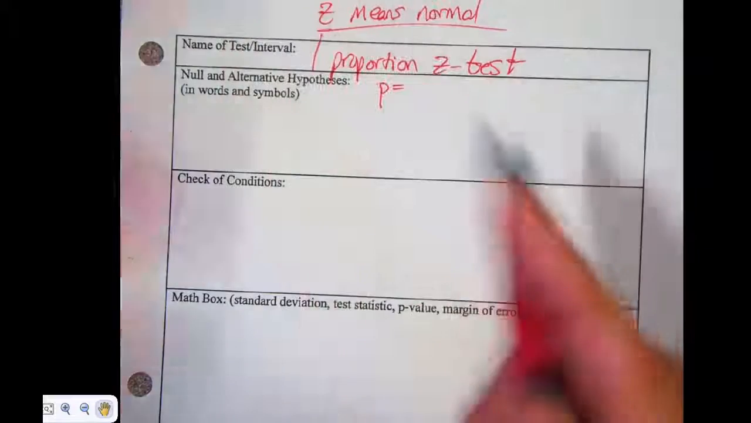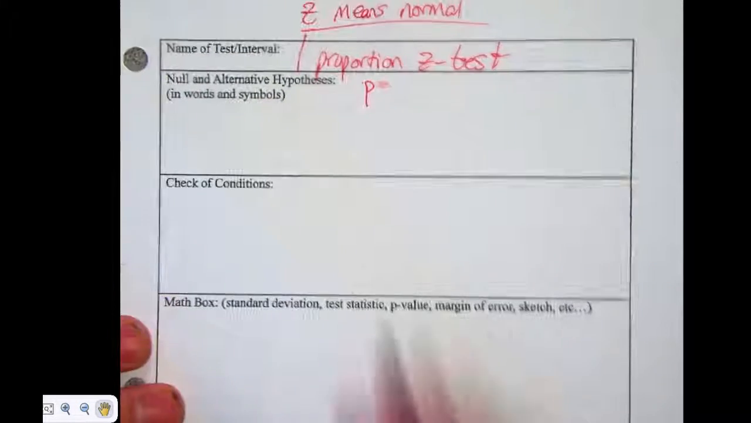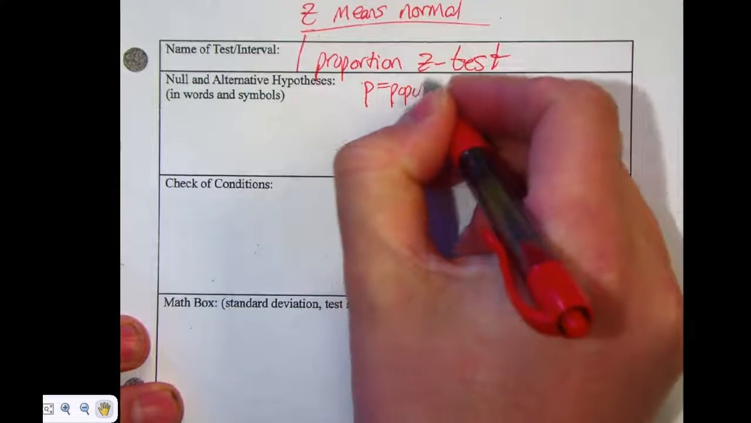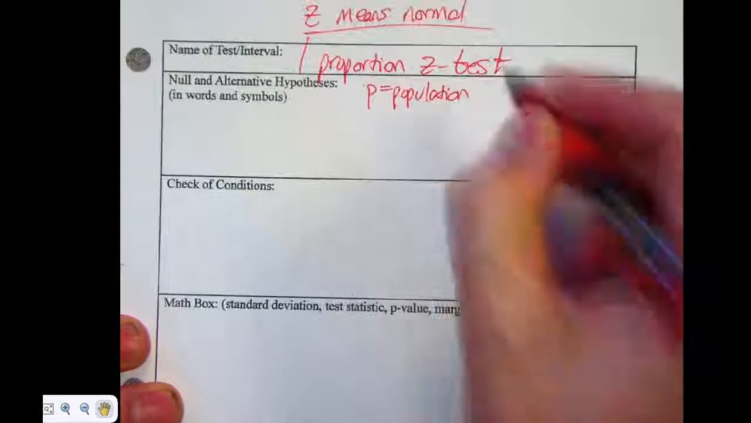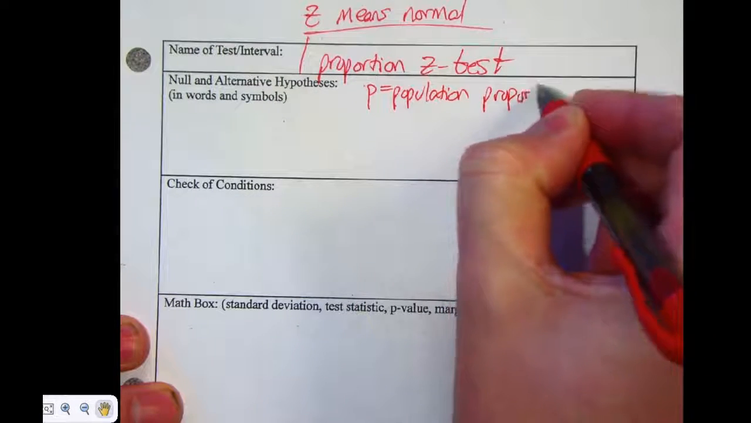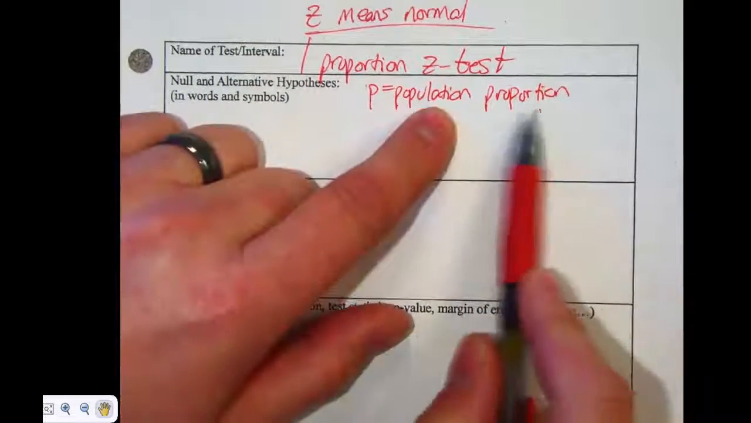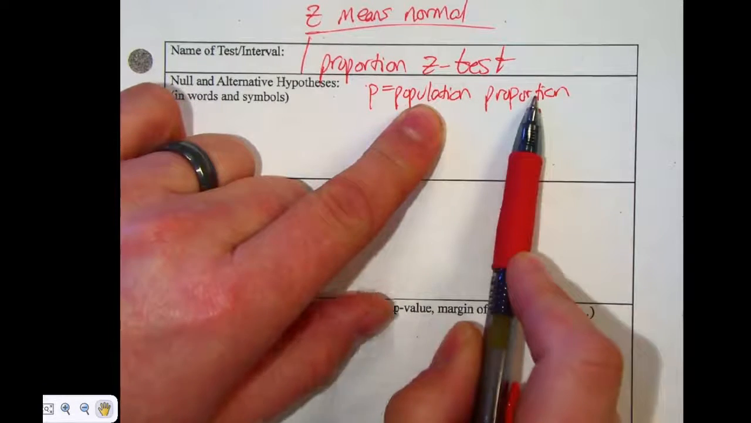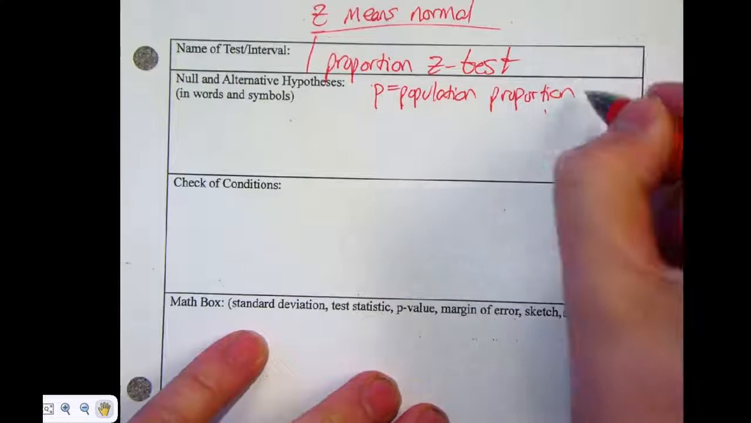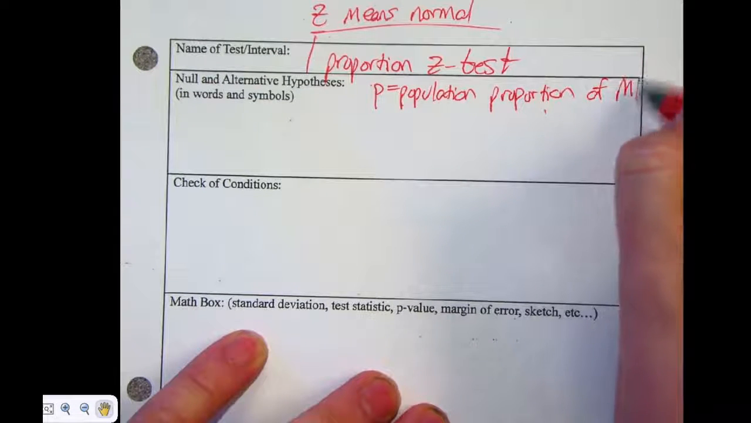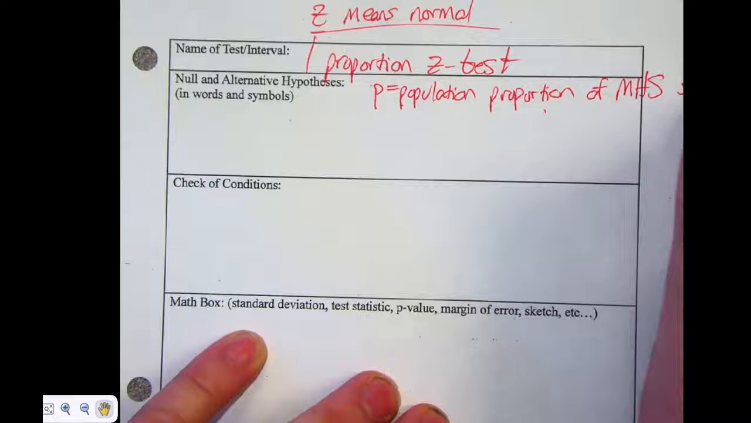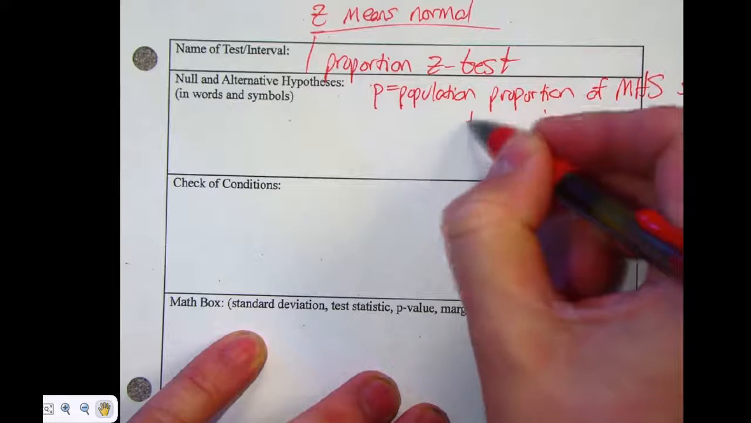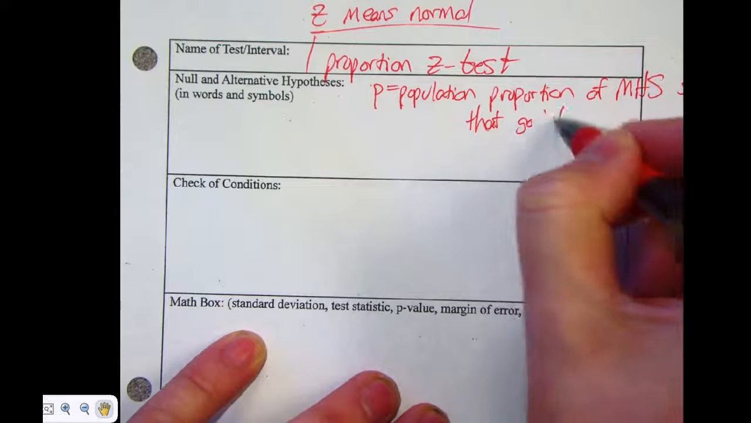Okay, so in this case, normally, like in the last one, we would say mu equals. Now we're going to say P equals. So P equals the population proportion. That's the equivalent of population mean. You have to say those two words. You have to say population. You have to say proportion. And then put it in context. So like of MHS students that go to college.